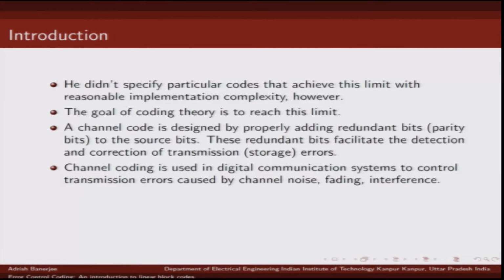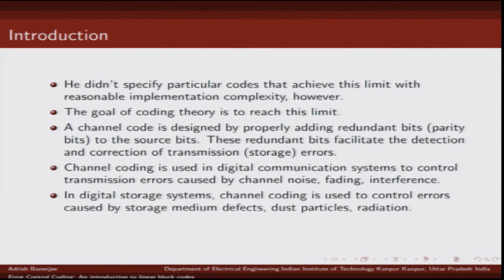Error correcting codes have a wide range of applications in digital communication and storage. I have listed a few of the uses. For example, when we send a signal over a communication link, it gets corrupted by noise, fading, and interference. To combat all these, we use error correcting codes to correct the errors. Similarly, in digital storage systems, you want to correct errors caused by storage media defects, dust particles, and radiation, so we use error correcting codes there.